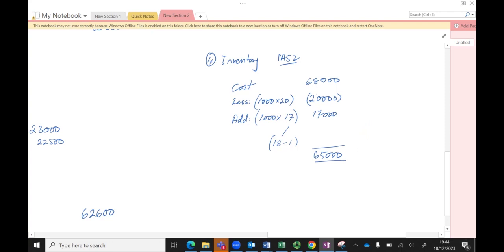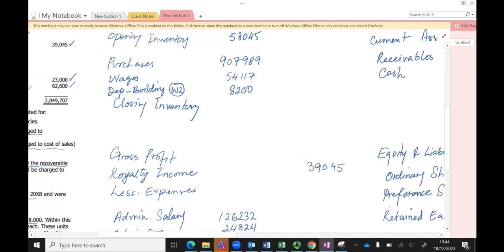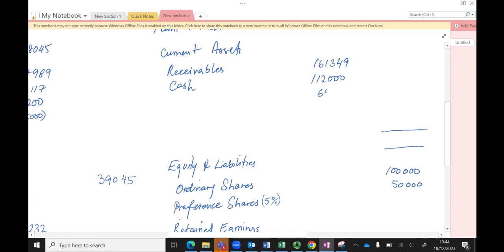So let's record it. Remember, this is a closing inventory. And the value of the closing inventory will be recorded in the income statement, 65,000. And this will also be recorded in the current assets as £65,000.